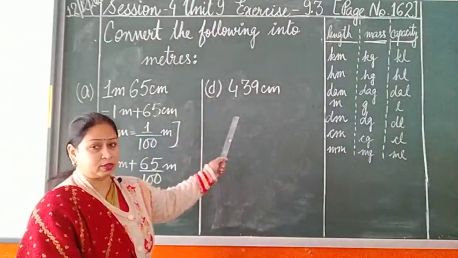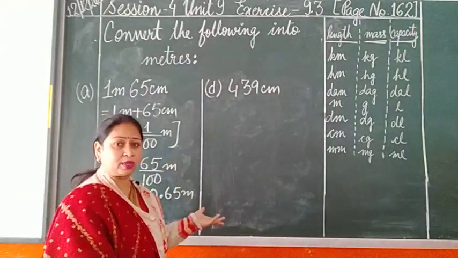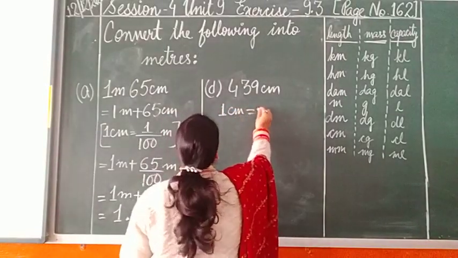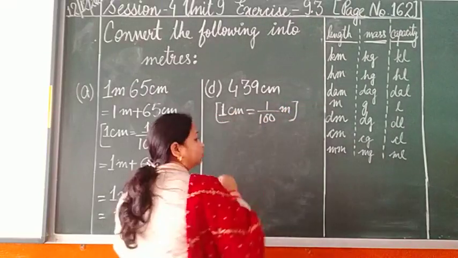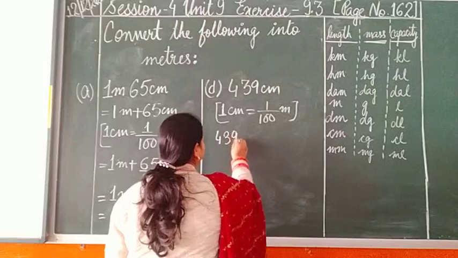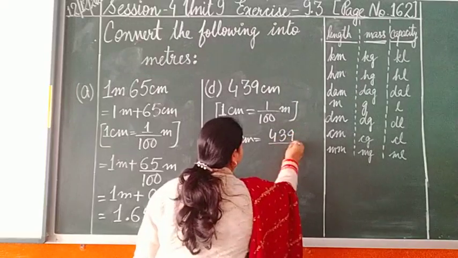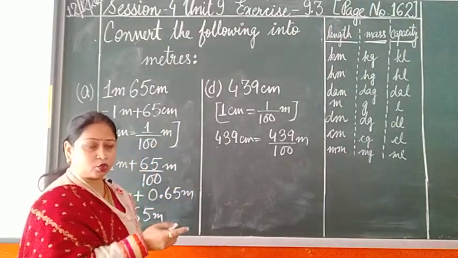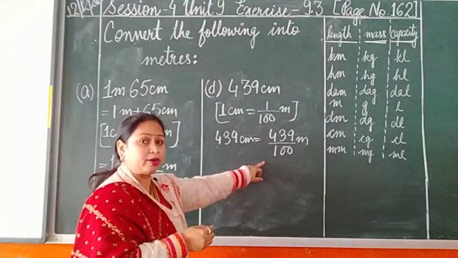Next, 439 centimeter. Conversion will be the same, but we don't have a meter over here. No problem, we will be just converting them. So, we write down the conversion as 1 centimeter equal to 1 upon 100 meter. Done? This part is done. And then what we have to do? We will take 439 centimeter, which is going to be converted by dividing by 100. Why? Because we are converting them from centimeter to meter. So, 439 centimeter will be written as 439 upon 100 meter.